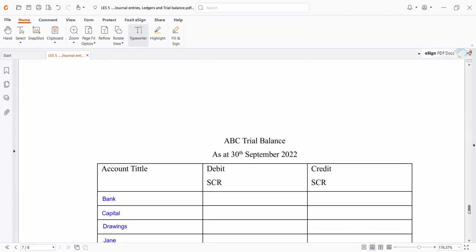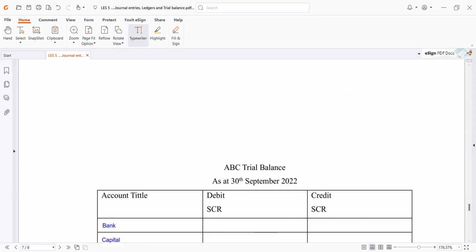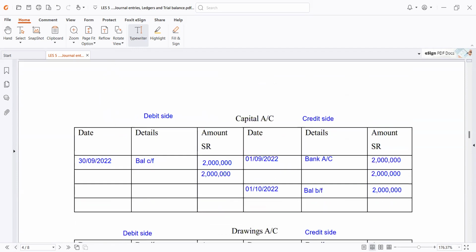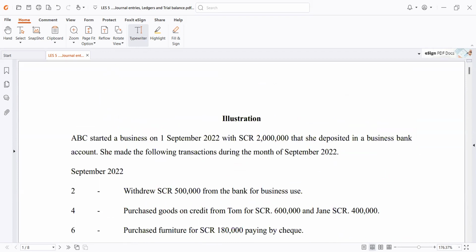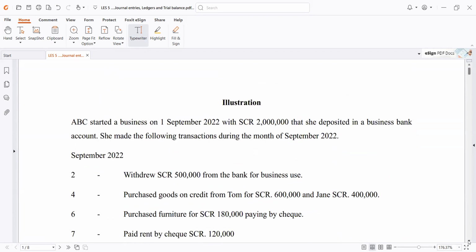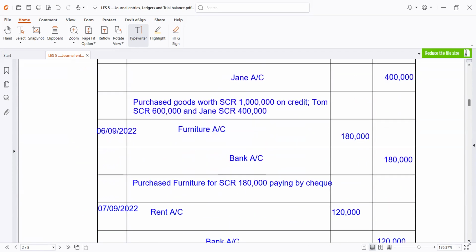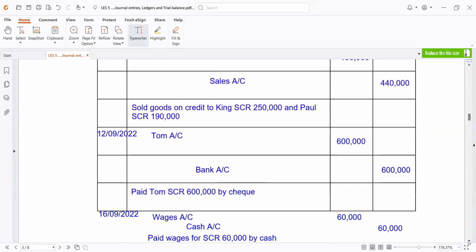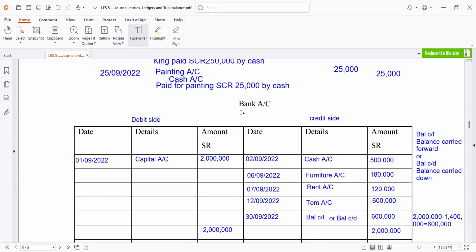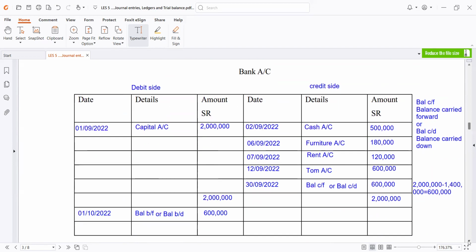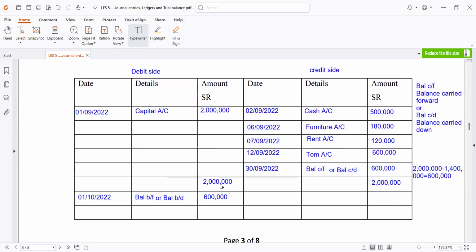So for the amounts, for instance, we go to bank account. Now for bank account, not even from the journal entries. Now we are picking all these from the accounts now, the balances that we had. Now this one is our bank account. We had a balance carried down or forward of 600,000, which was on the credit side, but we pick this figure. It's on the debit side, so we put it on the debit side.